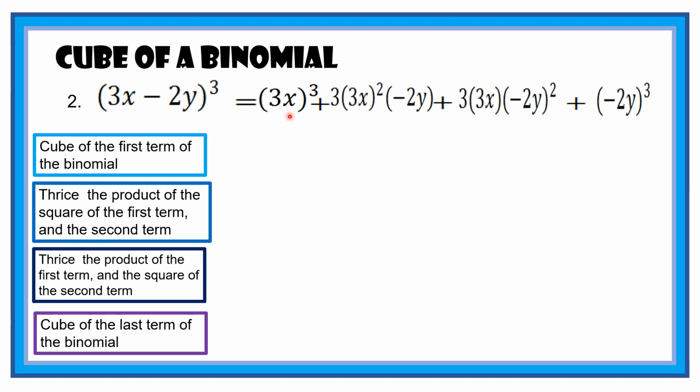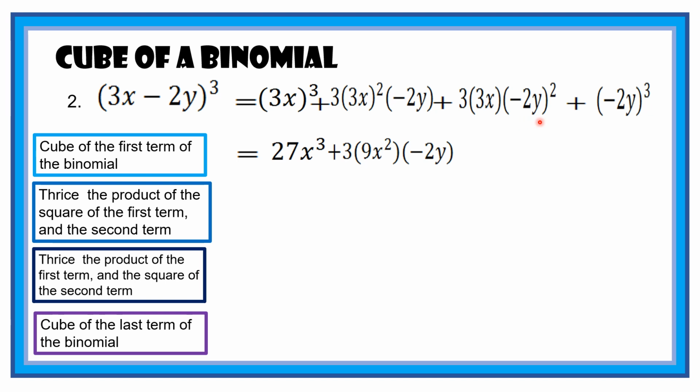Quantity 3x cubed is the same as 3x times 3x times 3x. So we have 27x cubed. 27 kasi 3 times 3 is 9 times 3, we have 27. Next, so we have square natin yung 3x. So that is 9x squared. So we have now 3 times 9x squared times negative 2y.